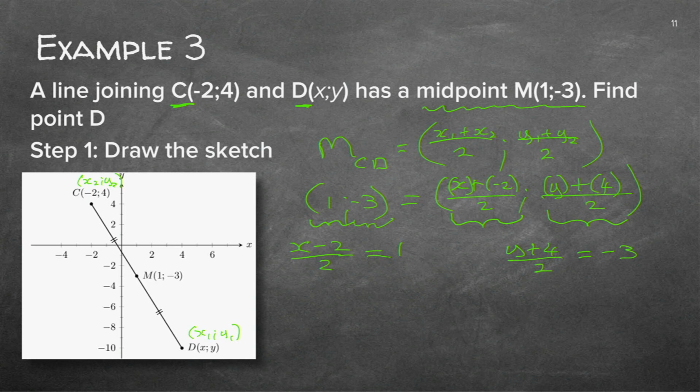And now you've got two grade 8 little equations to solve. We do not like fractions at all. We get rid of it immediately. How do we get rid of fractions? By multiplying. And then it's easy. x minus 2 is 2 times 1, so x is 2 plus 2, which is 4. How do you get rid of that 2? You multiply with a 2, which gives me minus 6. So y is equal to minus 6 minus 4, which is minus 10.